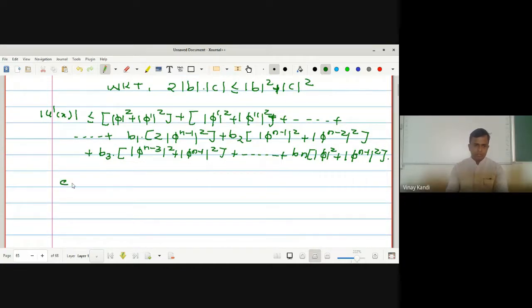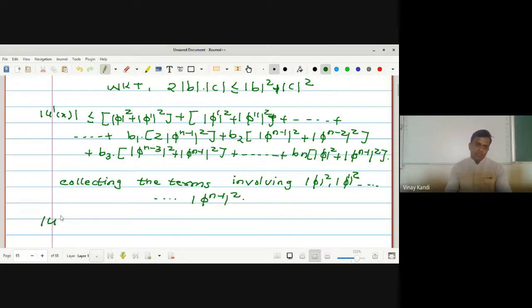No? So collecting the terms involving mod of phi square, mod of phi dash square up to so on, mod of phi raised to n minus 1 bracket square, we get mod of u dash of x is less than or equal to. Now, actually 1 plus bn, here your bn is the coefficient and here phi. So we take 1 plus bn in one bracket and mod of phi square. Okay, plus this is phi dash square, this is phi dash square.